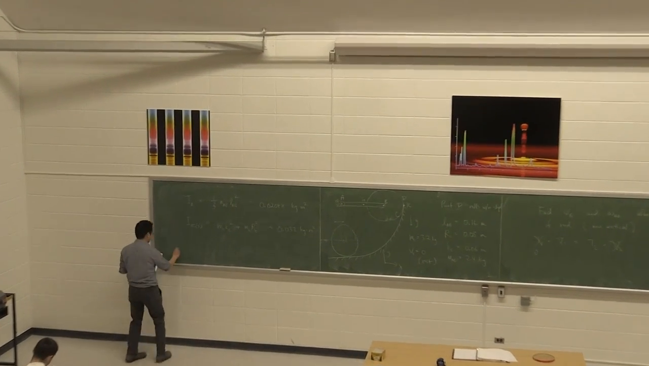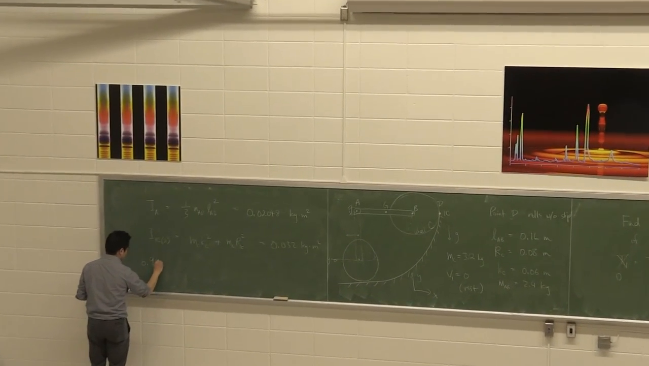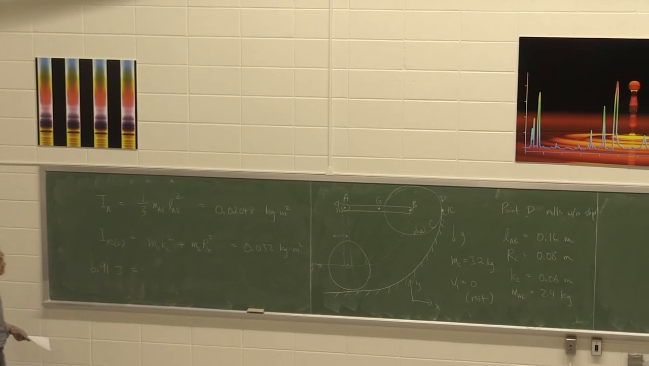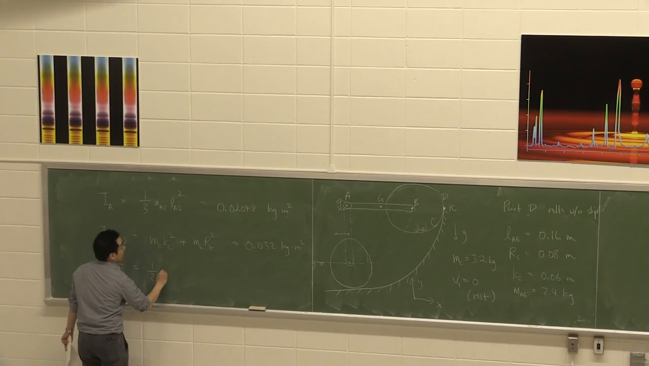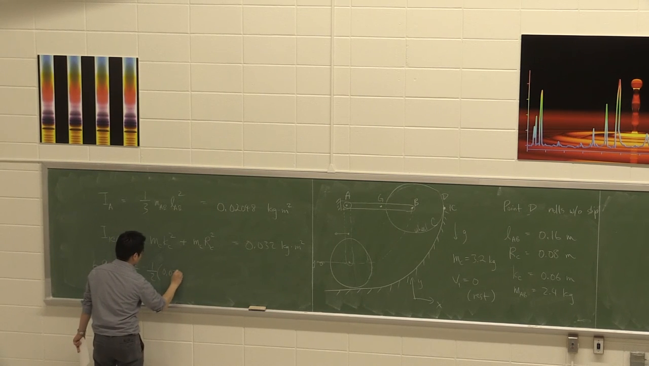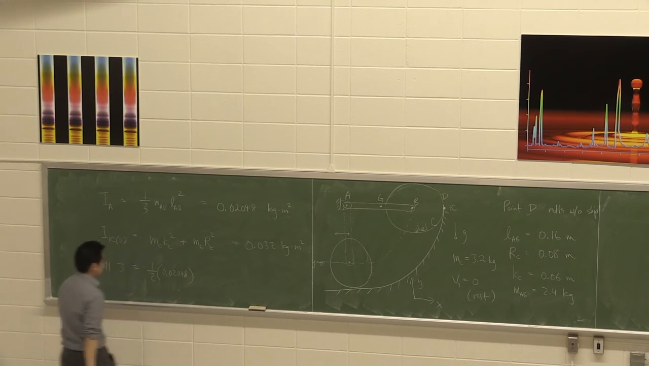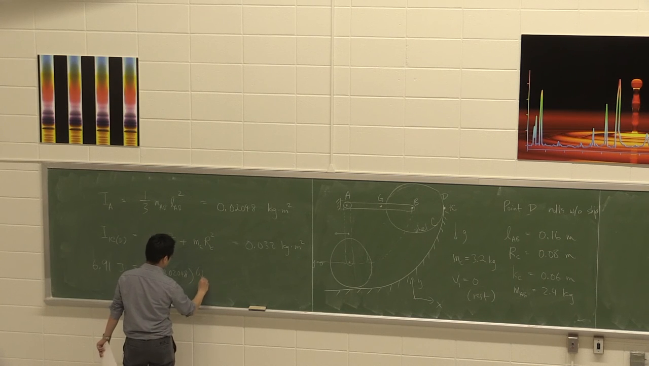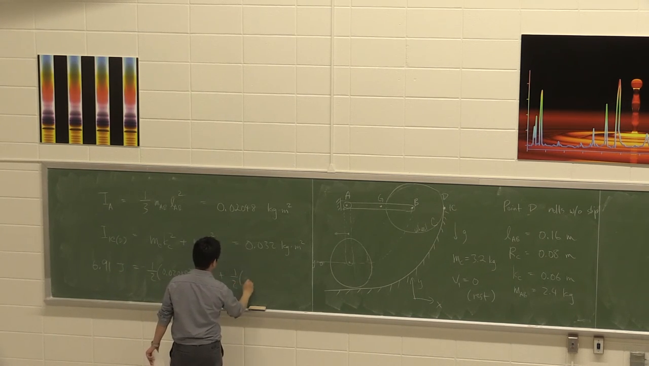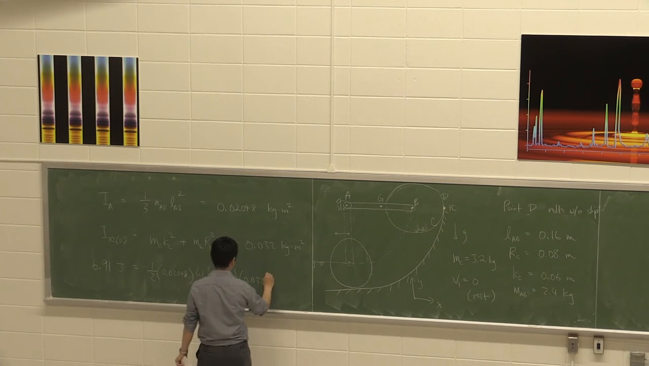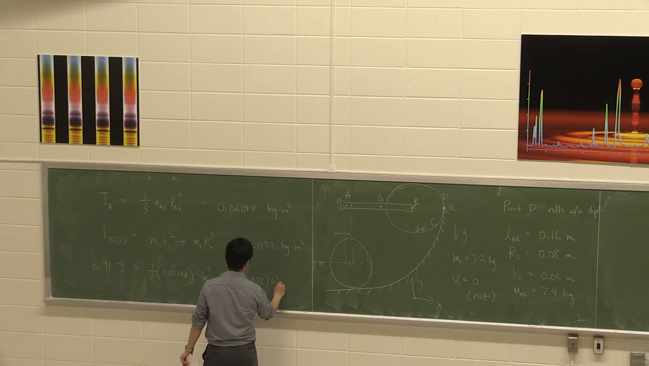Okay, and then so finally, I'm going to put everything together. 6.91 joules on the left, plus all of this stuff. So 1/2 times 0.02048 times my omega slender rod squared. Plus one-half times 0.032 omega_C squared.